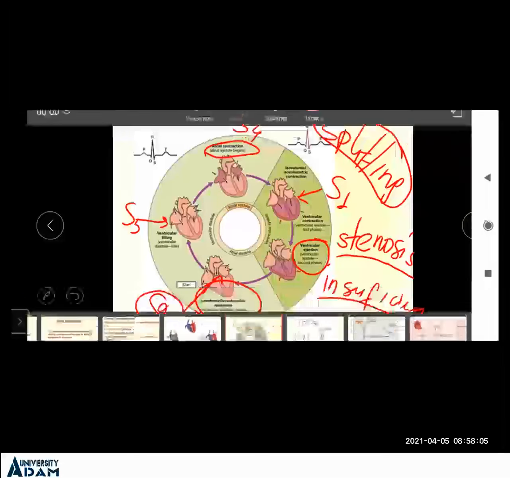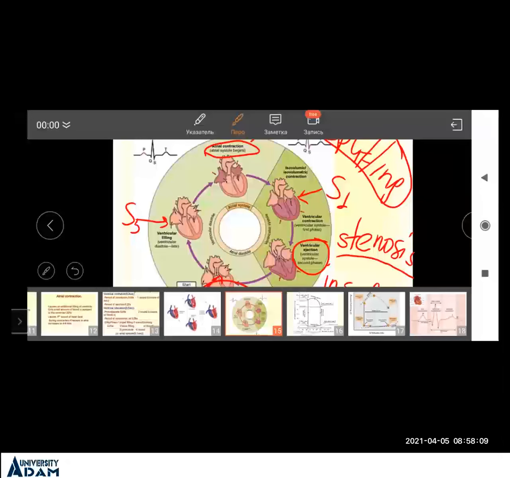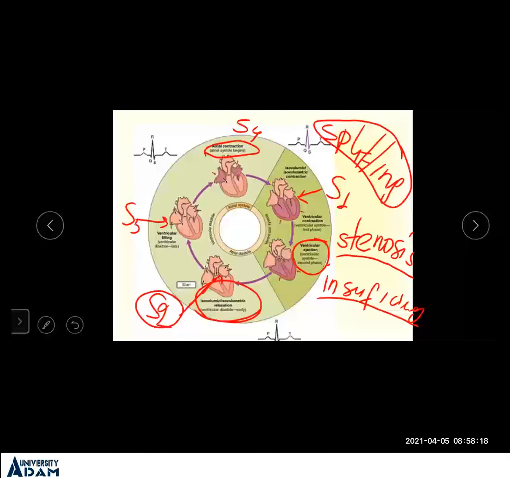Do you know when sound splitting in S2 can be physiological also? The pulmonary valve closes a bit later because of the breathing cycle, inspiration and expiration. During inspiration there is an increase in venous return. More blood returns into the right atrium and is then pumped to the right ventricle, so the volume of blood is greater. That's why during ventricular diastole the closure of the pulmonary valve is delayed due to increased venous return.